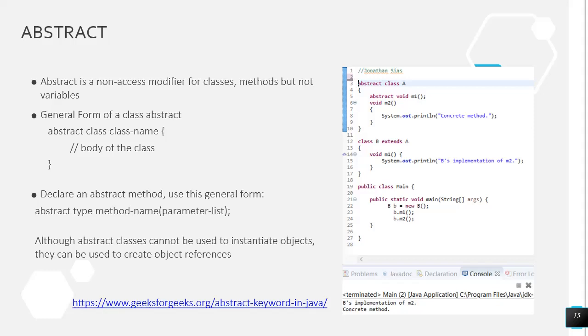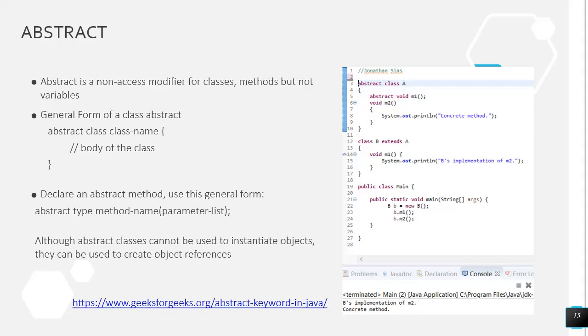The program example of mine illustrates the use of the abstract keyword with classes and methods. Here I declare an abstract class A with some abstract methods, and they have no body. So we see M1 and M2. And then concrete methods are still allowed in abstract classes. So we're fine. And for concrete class B, it extends A. Class B must override the M1 method, otherwise a compile time exception will be thrown.